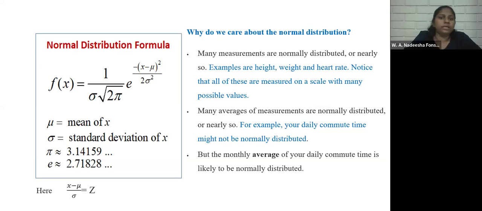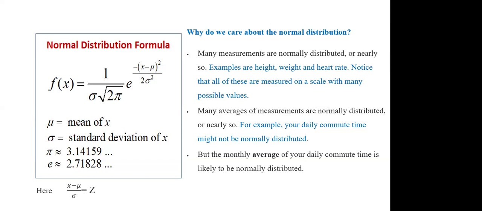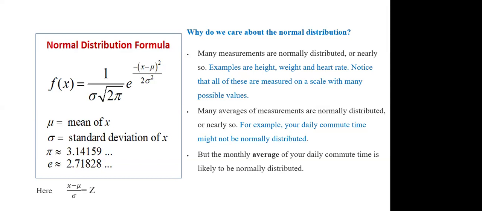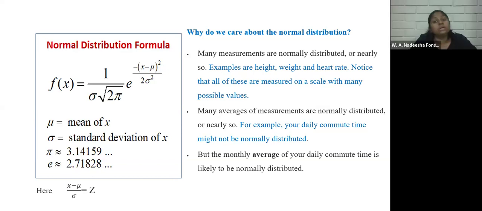So let's see why we have to consider the normal distribution. Many measurements are normally distributed or nearly normally distributed. Examples: height, weight, heart rate, all are measured on a scale with possible values. But there are some instances... and also averages of measurements are normally distributed. Example, daily commute time.